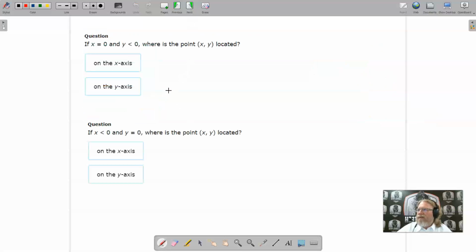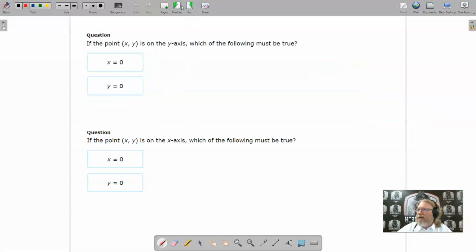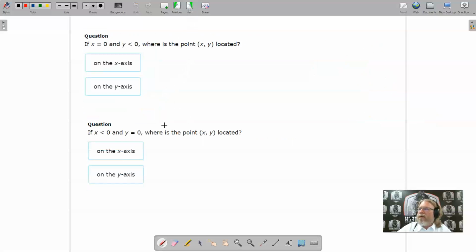I do believe that these are the last two. No, they're not. I've got 4 more problems. If x is equal to 0 and y is less than 0, where is the point xy located? So let's go ahead and get our x-axis and y-axis here. Remember, this is our x, this is our y.